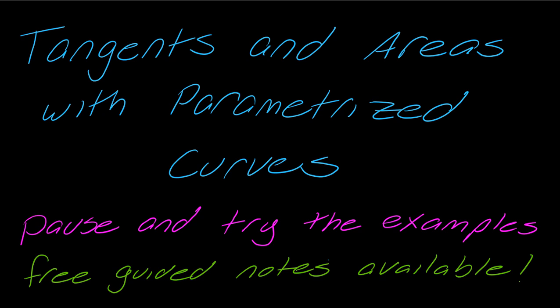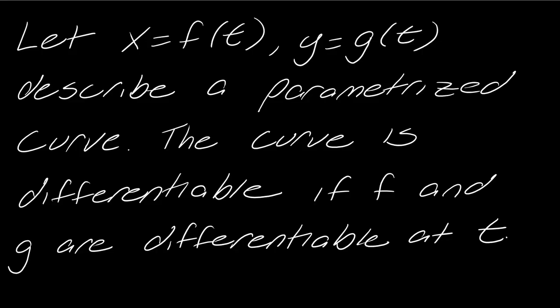So in this video, we're going to talk about tangents and areas with parametrized curves. First of all, let's say that I've got a curve x equals f of t and y equals g of t. So this describes some parametrized curve. The curve is differentiable as long as f and g are both differentiable at t. So how do we get to the derivatives for x and y?